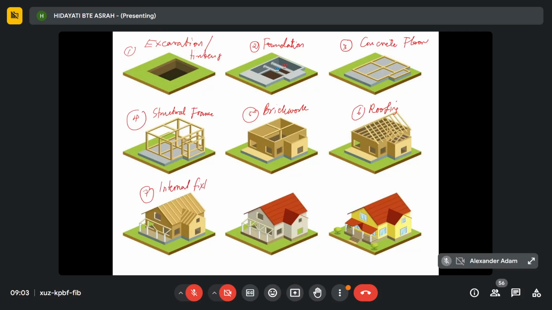And then number seven, you need to do internal fixtures and fitting. And stage number eight, if you need to put any insulation, you do plumbing and wiring. And the last stage, stage number nine, is painting and decoration. So these are the order of construction. Simple process. This one is for a house.